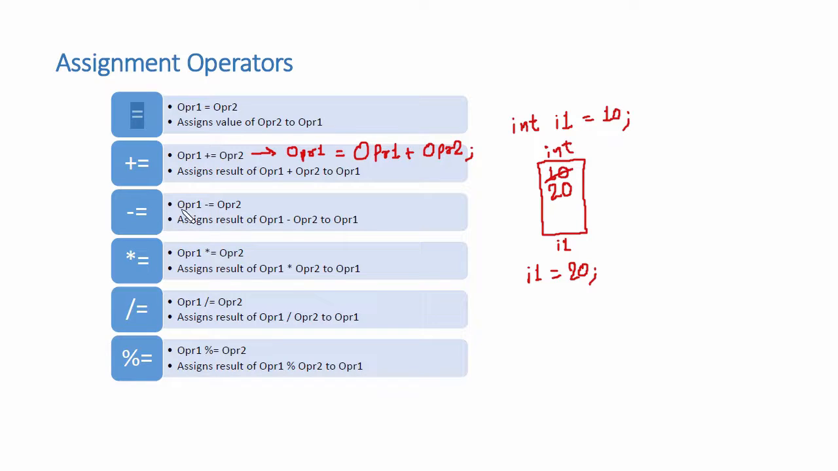Minus equals: OPR1 minus equals OPR2 means assign the result of OPR1 minus OPR2 to OPR1. Asterisk equals: OPR1 asterisk equals OPR2 means assign the result of OPR1 asterisk OPR2 to OPR1. Division equals: OPR1 division equals OPR2 means assign the result of OPR1 divided by OPR2 to OPR1. And finally, modulo equals means assign the result of OPR1 modulo OPR2 to OPR1. Let us now see an example to understand this.